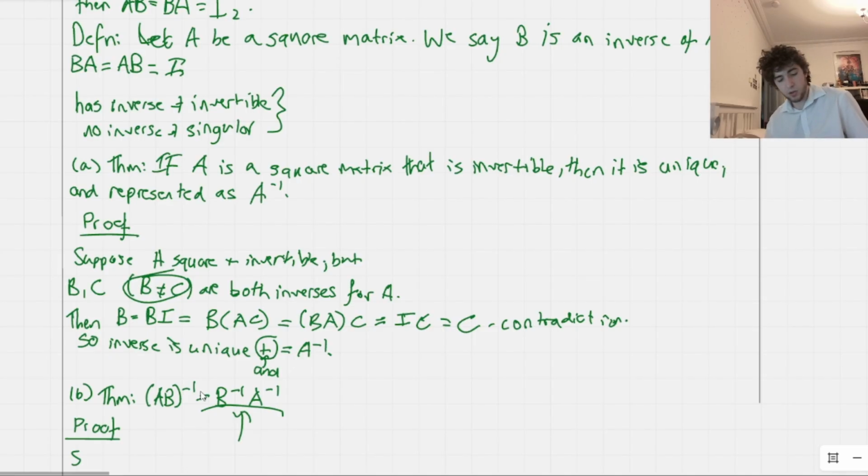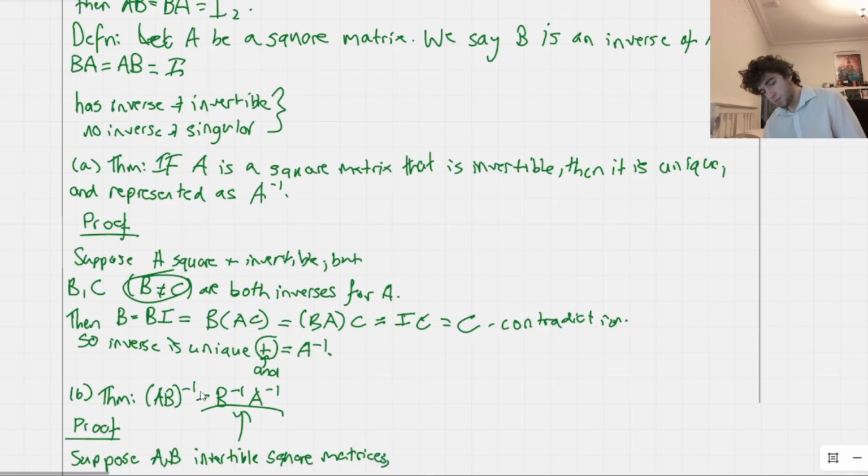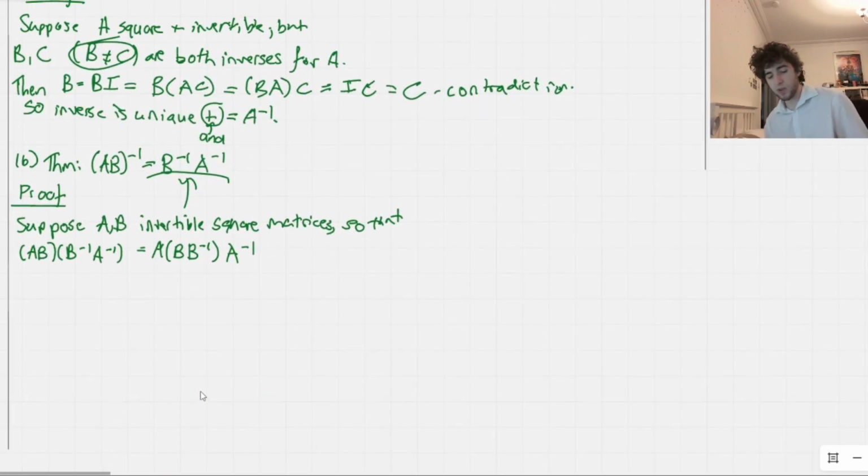So obviously we need to suppose that A and B are invertible square matrices first. Suppose A and B are invertible square matrices, so that this product AB multiplied by B to the minus 1, A to the minus 1 is the same thing, by the associativity of matrix multiplication, so we can just move those brackets around however we want, as A multiplied by B times B to the power of minus 1 multiplied by A to the power of minus 1. Now, since B to the minus 1 is an inverse for B, we can just write this as the identity matrix. So what you get here is A times the identity matrix times A to the minus 1.